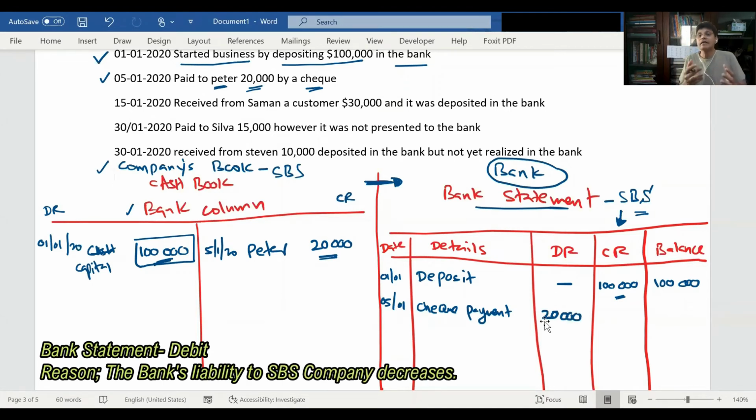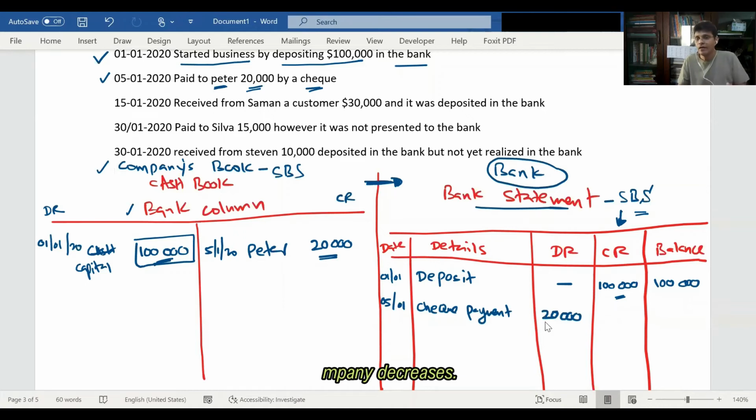Yes, the liability decreases. Your liability is reducing. From the bank's point of view, the bank's liability towards SBS is reducing. By how much? By 20,000. Therefore, your balance reduced to 80,000. Is that clear? Here also you can check: 100,000 debit, 20,000 credit. Your balance should be debit 80,000, whereas the balance in the bank statement should be on the credit side, credit 80,000. I hope it's very clear.